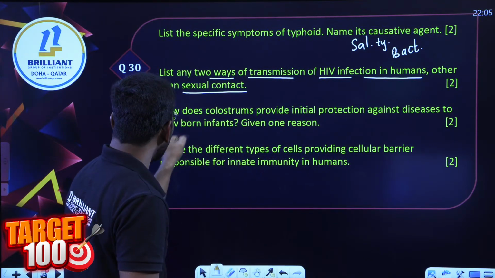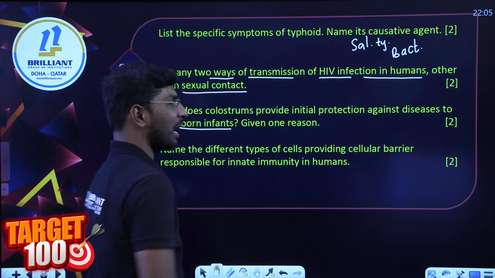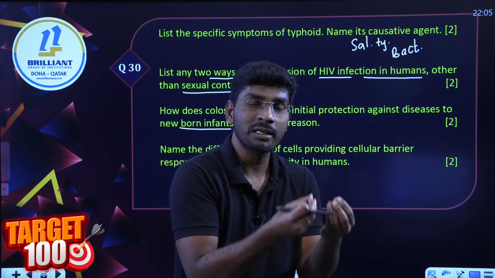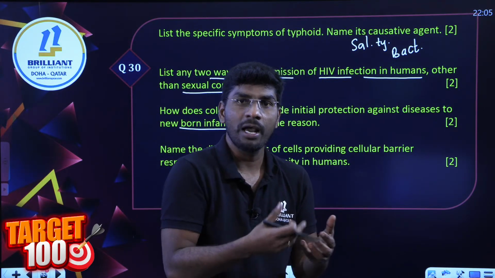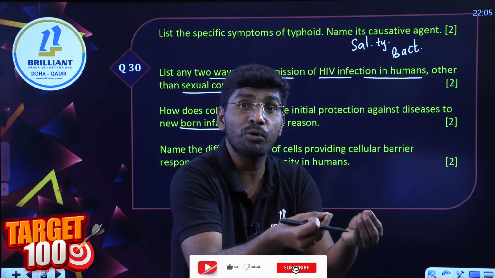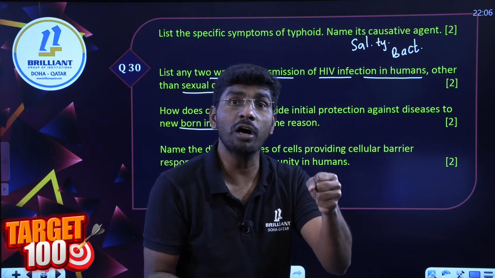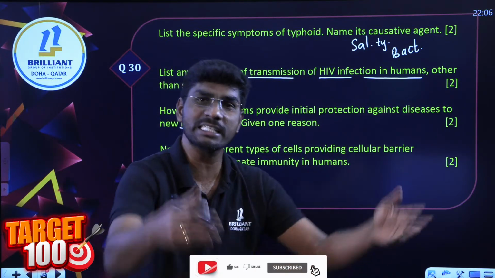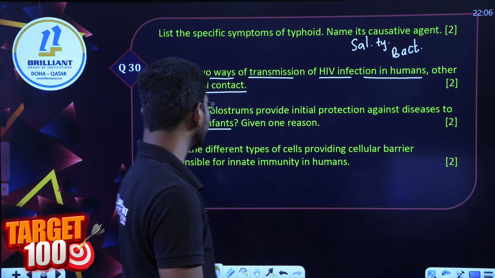Next, how does colostrum provide initial protection against disease to a newborn infant? Colostrum is yellowish early milk. It is secreted in the early days after parturition. It is highly proteinaceous. IgA immunoglobulin is there in that colostrum, which gives protection and immune power to a newborn baby. These immunoglobulins are essential to fight various types of pathogens. Remember, IgA immunoglobulins are essential for the immune system of the baby.